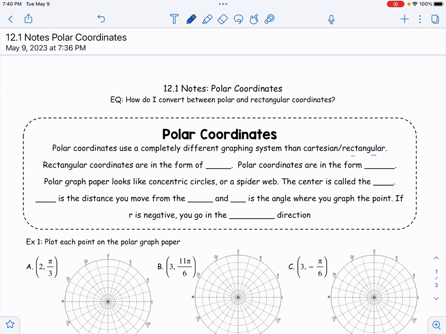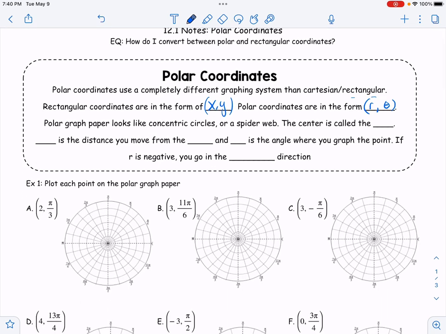Rectangular coordinates are in the form of x, y. That's how you've been graphing all along. Polar coordinates are in the form r, comma, theta. Okay, polar graph paper looks like concentric circles or a spider web. The center is called the pole. R is the distance you move from the pole. And theta is the angle where you graph the point.